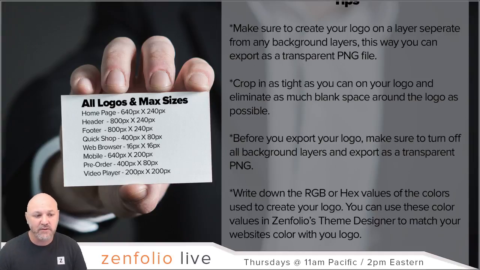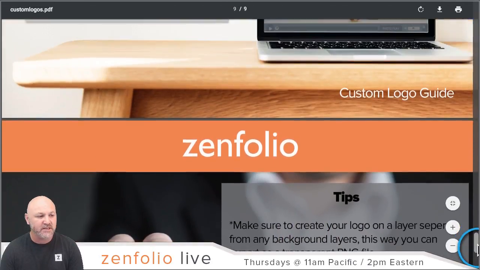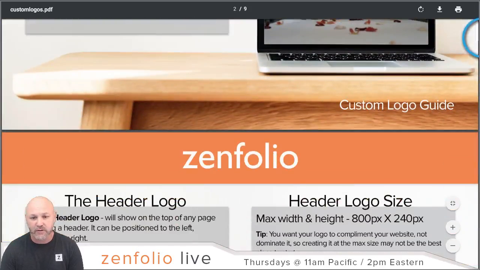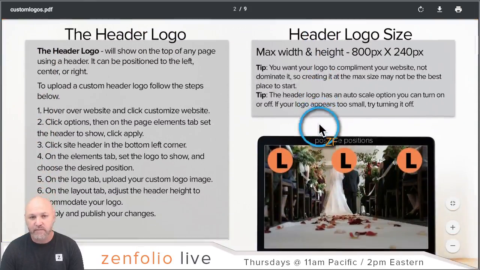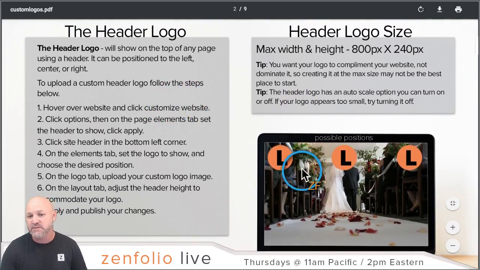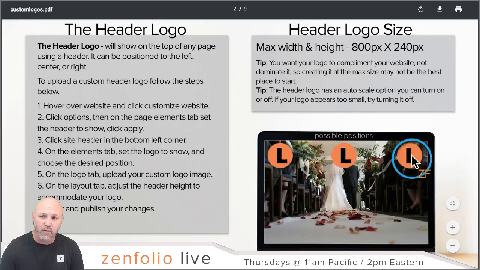All right, so let me jump over here into Photoshop really quick. And actually, let me scroll up here and I'll just show you which logo we're going to be creating. So we're going to be doing a header logo, which is right here. This is just to give you some information about the header logo, and this is where it will appear. You can have it up in the top left corner of your site, in the center, or on the right hand side, depending on how you want to set it up.